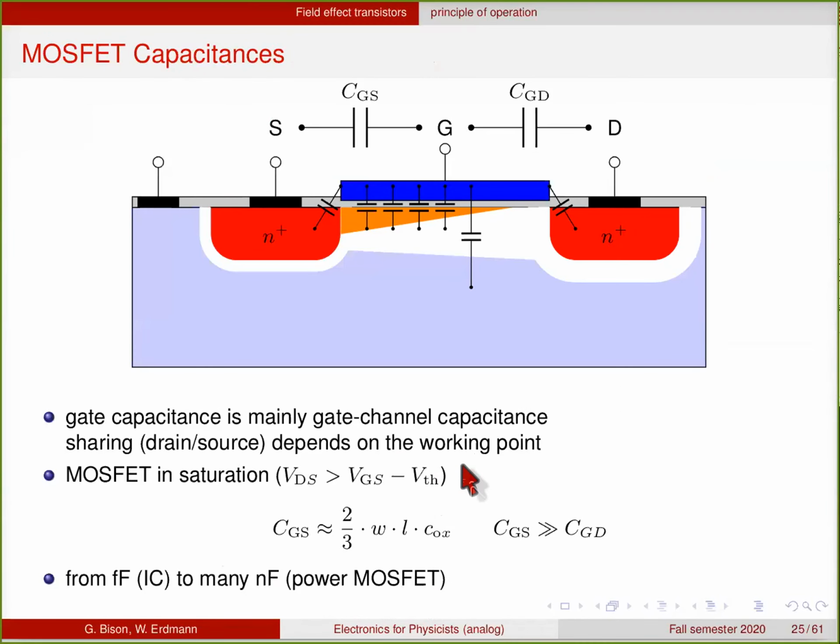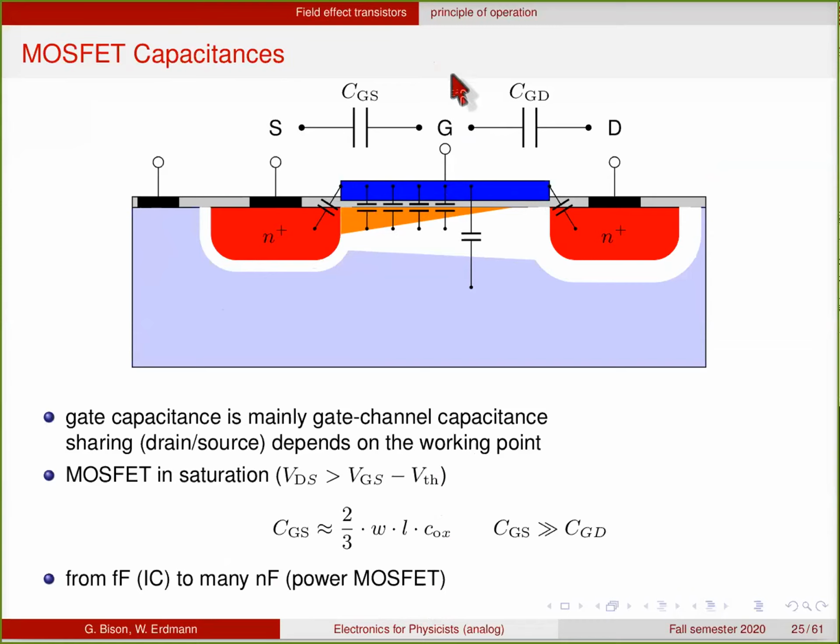So before we look at the high frequency behavior of these transistors, we also need to look at capacitances, as we did for the bipolar transistor. And obviously, source and drain have capacitances from their junction to the bulk. But the most important capacitances are capacitances of the gate. And the largest and most important part here is the gate to channel capacitance.